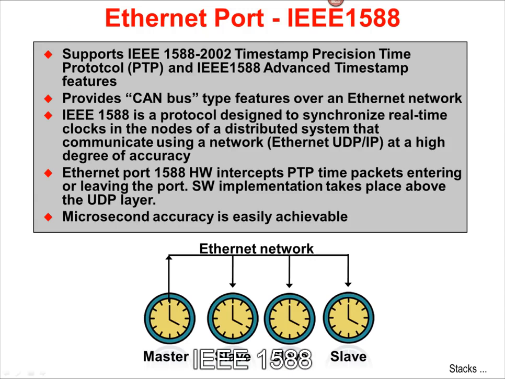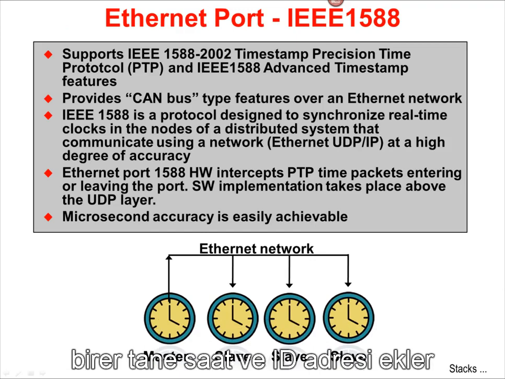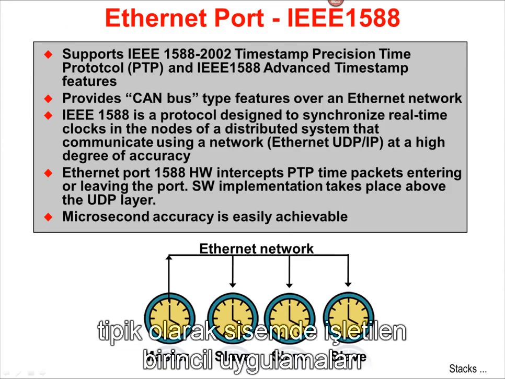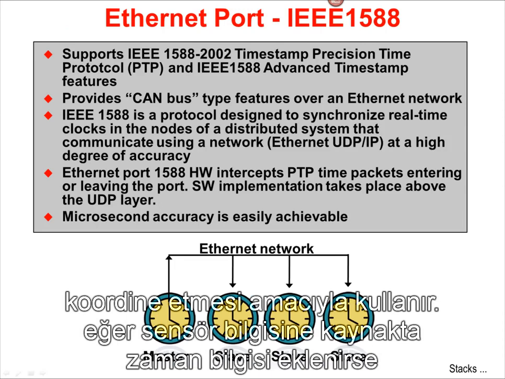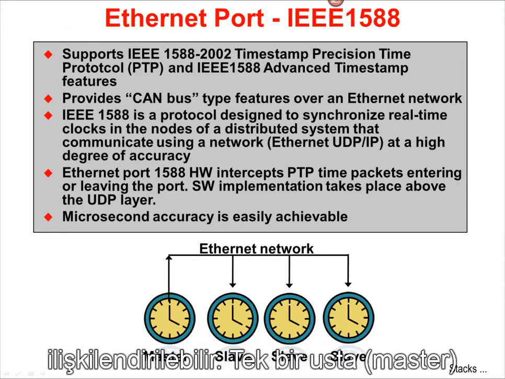IEEE 1588 adds a clock and ID address to permit synchronized operation between devices that have these added features. The clocks in an IEEE 1588 system are typically used to coordinate the activities of the primary applications executing on the system. If sensor data is time-stamped at a source, the time-stamped data may be correlated in post-acquisition operations.